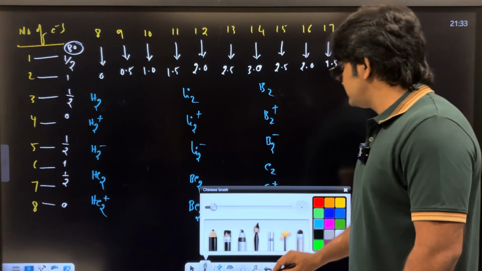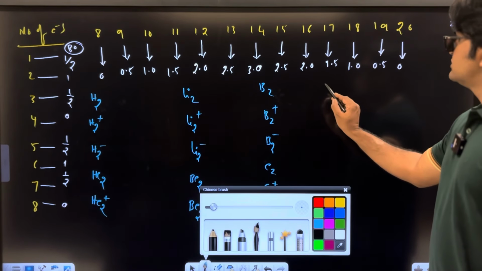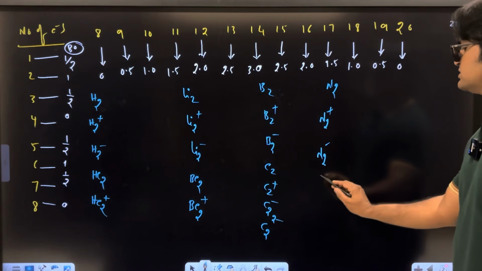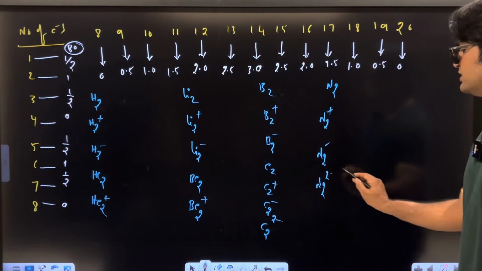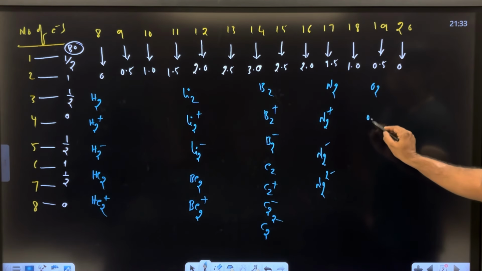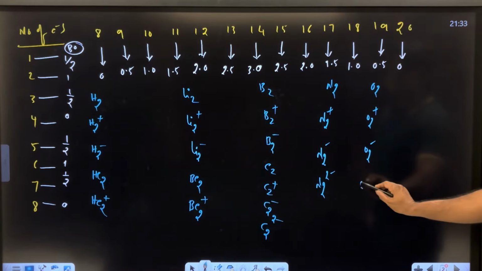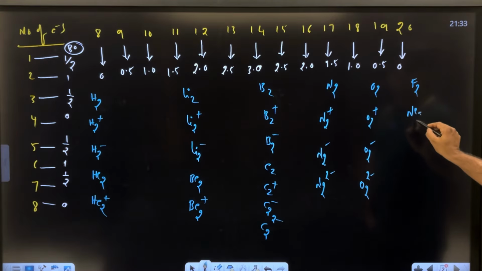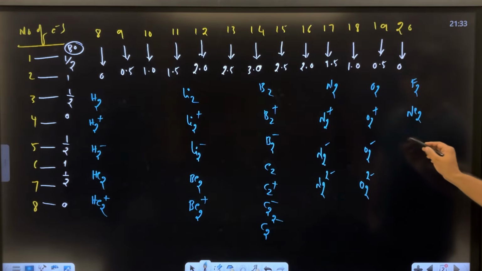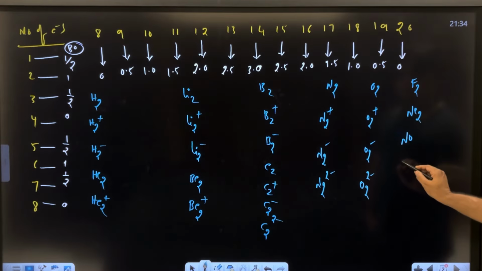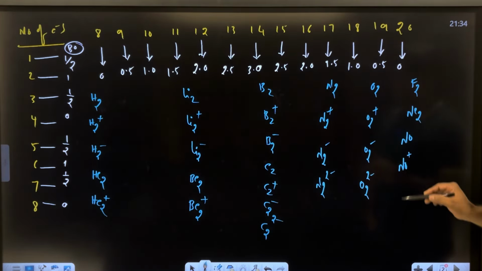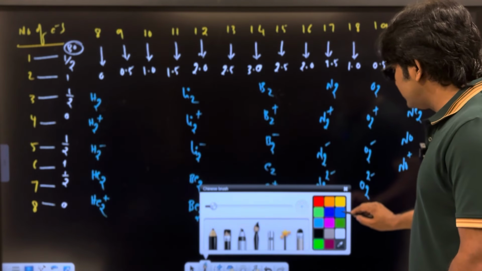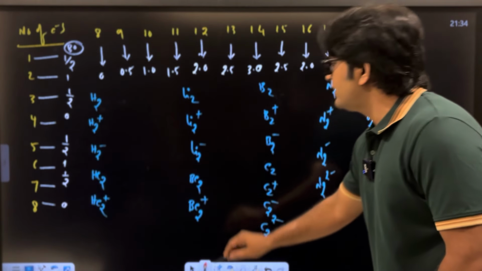After C2 I am taking nitrogen N2, N2 plus, N2 minus, N2 2 minus. Next O2, O2 plus, O2 minus, O2 2 minus. Next F2 and Ne2. Then NO and NO plus. These are the given species. Now let us start writing the bond order values. What is the bond order value for H2?